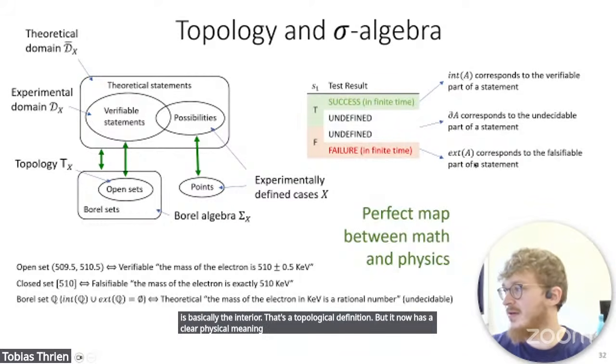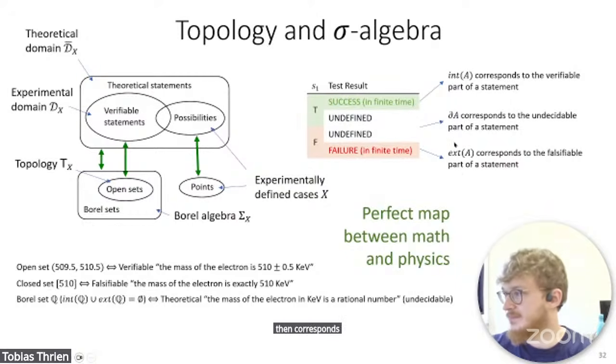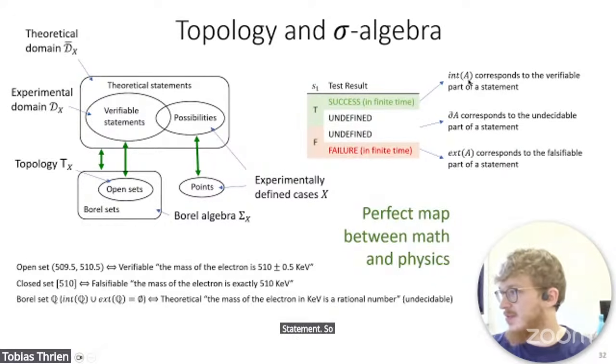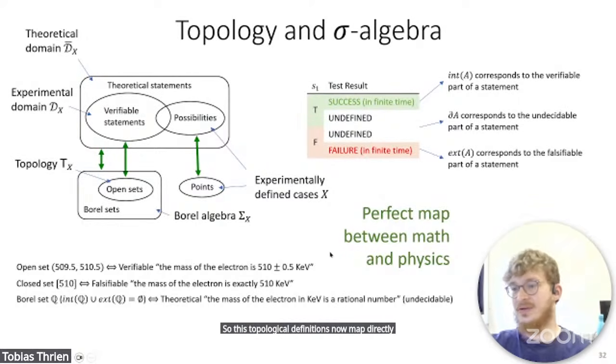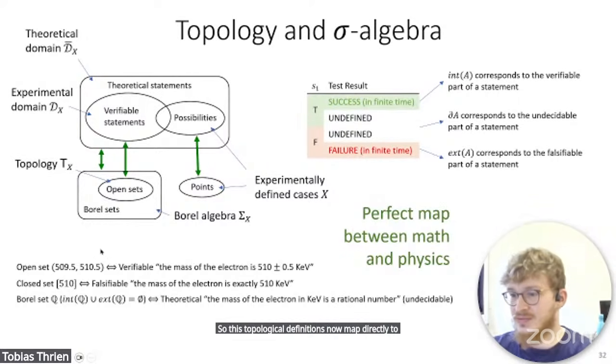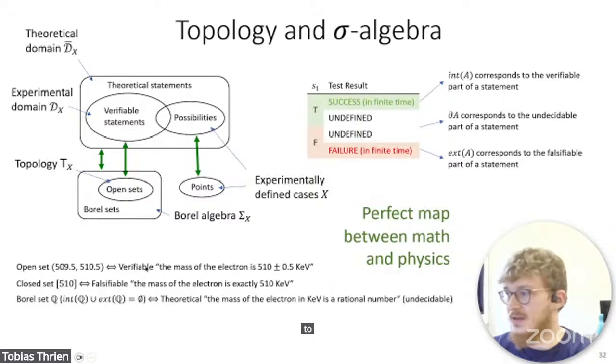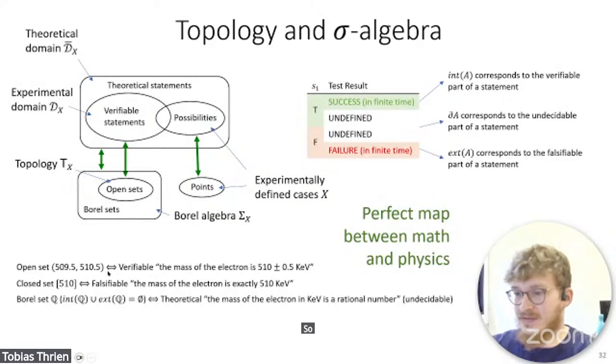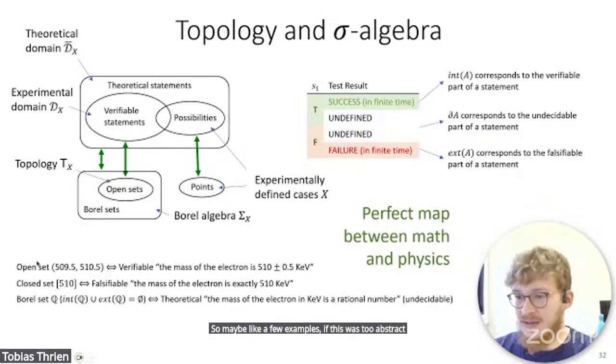The exterior then corresponds to the falsifiable part, and then you have a boundary where you might have undefined, undecidable statements. So these topological definitions now map directly to something physically meaningful. So maybe a few examples if this was too abstract.